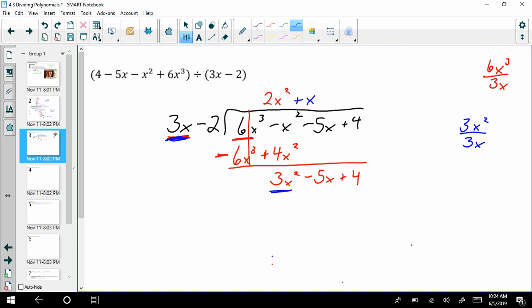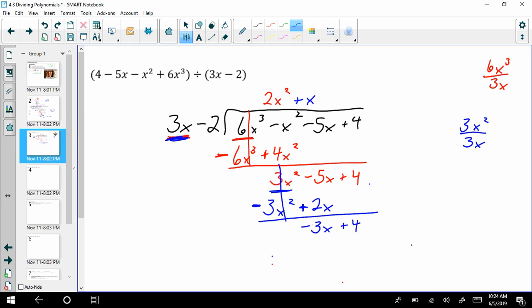Now we're going to multiply the x back through. So x times 3x, 3x squared. X times negative 2, negative 2x. We're going to subtract, so change the signs, change the signs. First set cancels. Combine like terms.